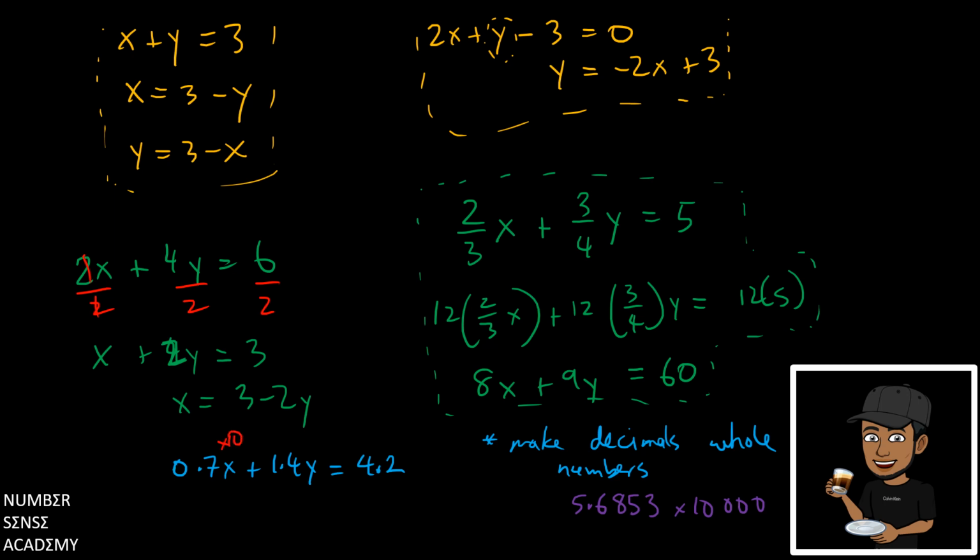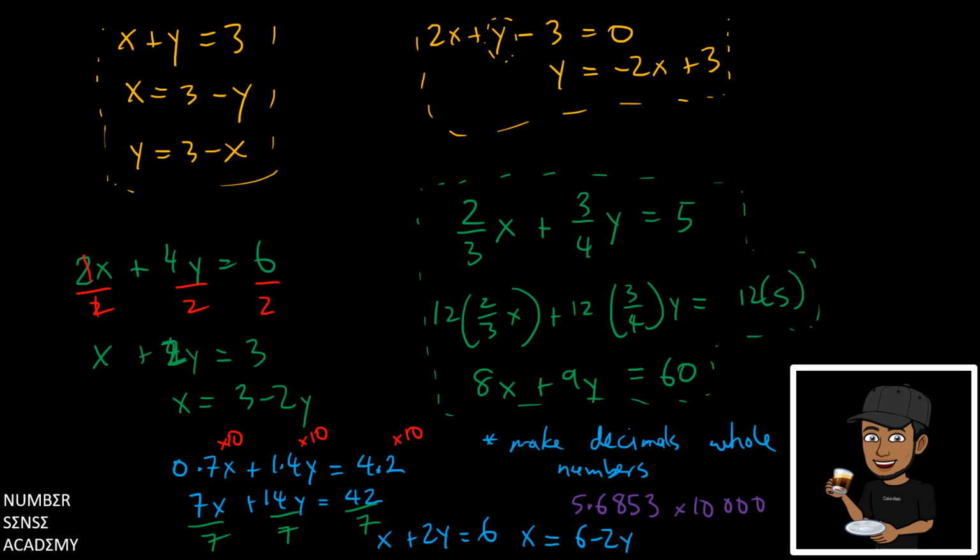So I only need to multiply by 10 to move that decimal place. All right, so I end up with 7x plus 14y equals 42. But here's the other thing. I could divide all of these by 7, and I end up with x plus 2y equals 6. And of course, I could write this as x equals 6 minus 2y. So now I could use substitution.